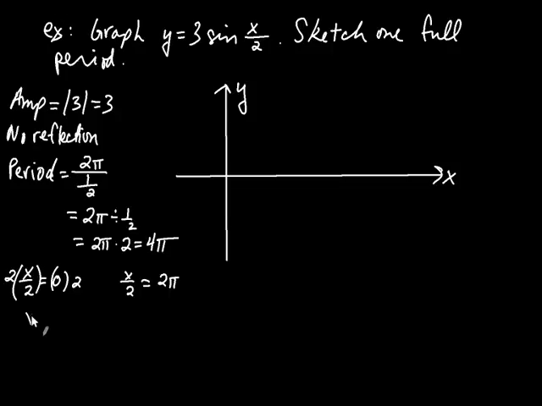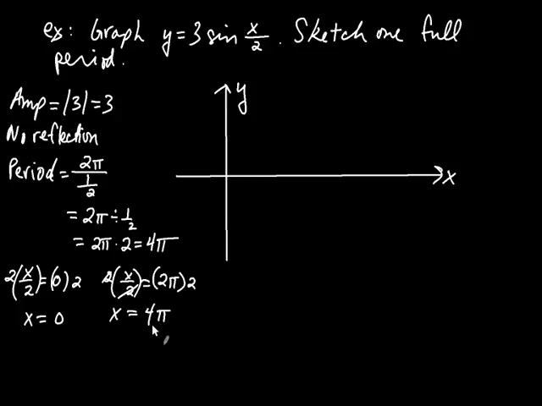So I get x is equal to 0, and likewise over here, the 2's cancel, and I get x is equal to 4 pi. Now what we found is the new starting point and the new ending point for this graph. So no longer does the curve start at 0 and end at 2 pi like it did on the previous page. This curve starts at 0 and ends at 4 pi. Okay, so beginning and ending.